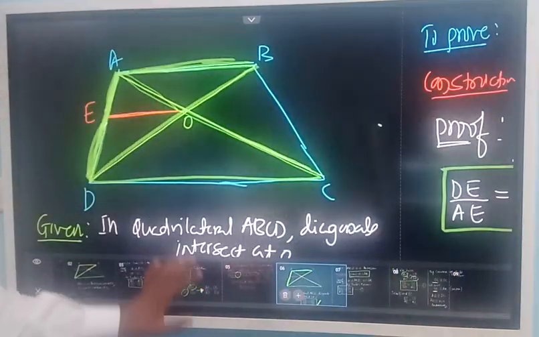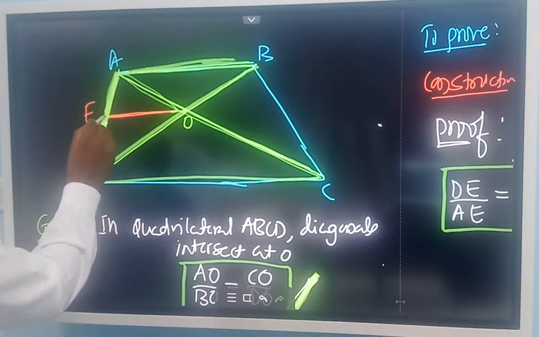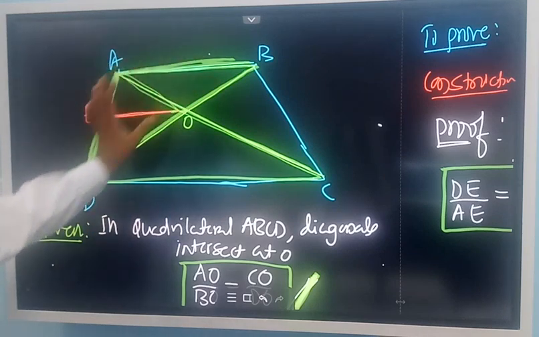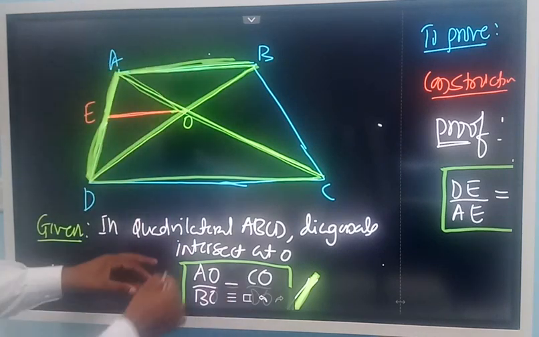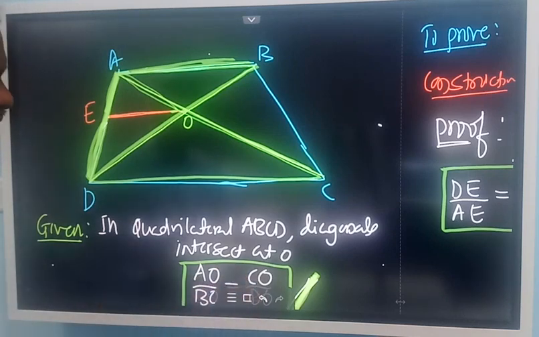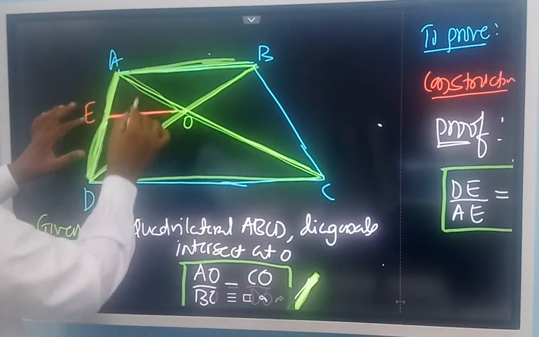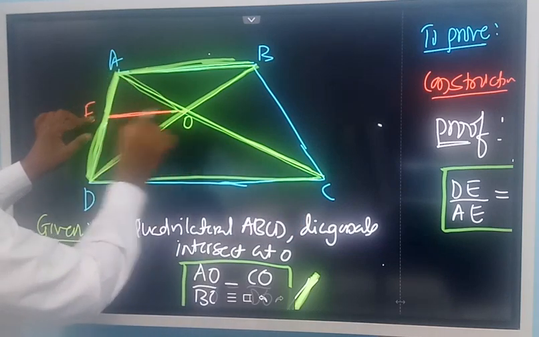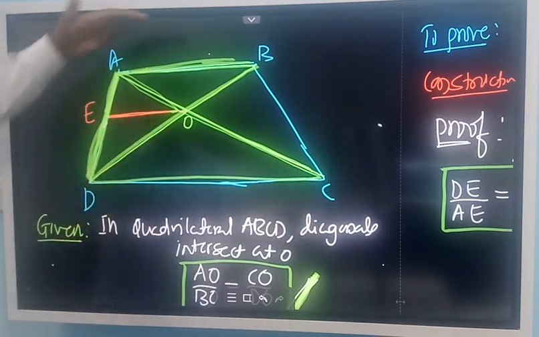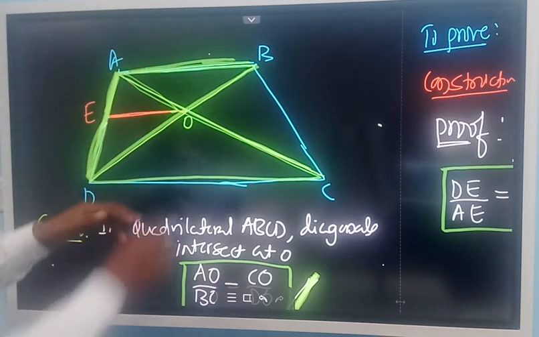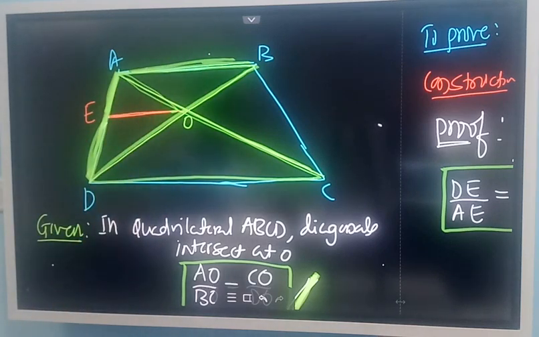Once again, look at this. Here we did OE parallel to AB, one of the sides of the quadrilateral ABCD. Then we applied the Thales theorem to this triangle. Then we came to what is given: AO by BO and CO by DO. Comparing these, we got DE by AE equal to CO by DO. Then we applied the converse theorem and got that EO is parallel to DC. By construction EO is parallel to AB, and we proved that EO is parallel to DC. Therefore AB and DC are parallel to each other, so it must be a trapezium.